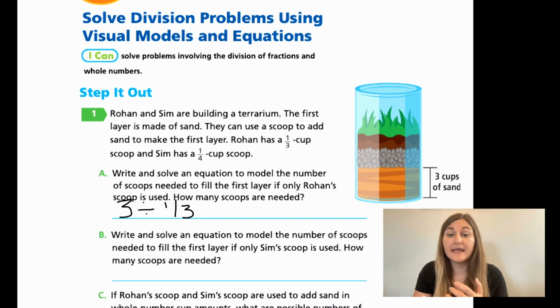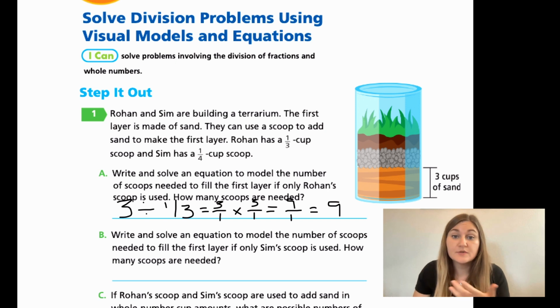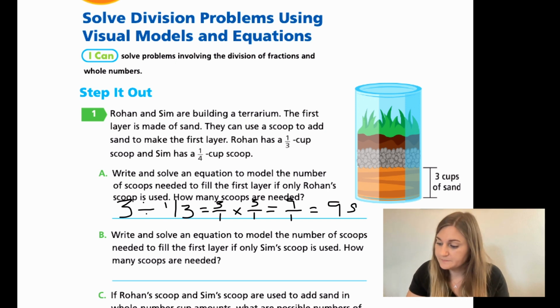And it says to write and solve. So we do need to solve this. Remember, if we're not using a visual model, we want to use that flip and multiply method. So if I flip 1/3 over, I would have 3/1 times, and then flip that 1/3 over to be 3/1. So 3 times 3 is going to be 9, and then over 1. So it would be 9, and then how many scoops are needed? So we would just say 9 scoops.